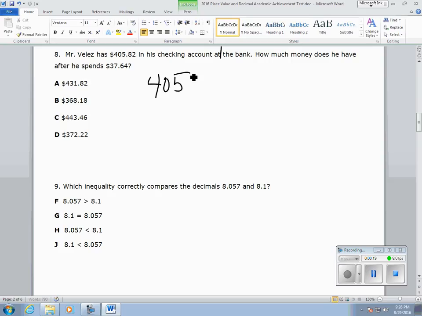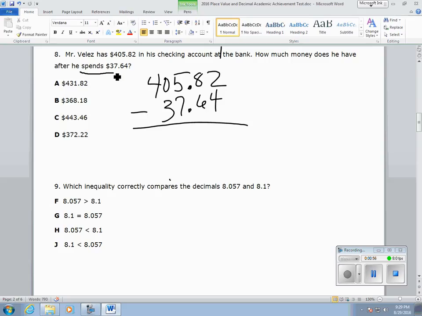So the rules say that when you're subtracting any numbers that have decimals in them, you need to line up your decimals so that you can subtract. In this case, they're both money. So just think about it. You have $405.82. That's money. So you have that as money, and you're taking away $37.64. So it makes sense that you line up your decimals because you're taking money away from money that you already have. So in this case, you would simply line them up like this.